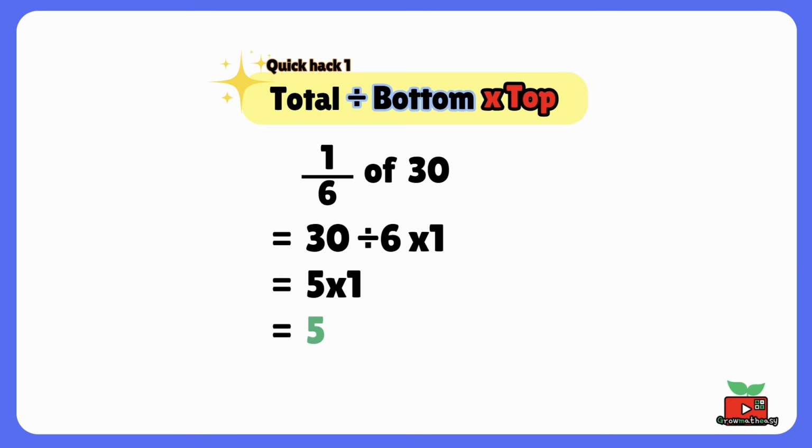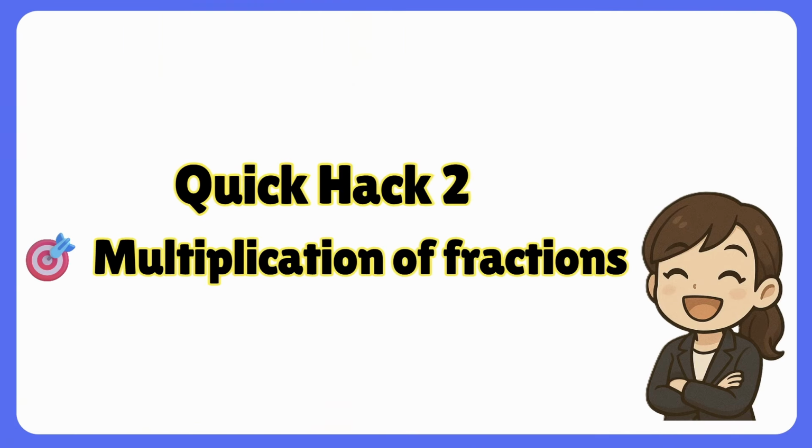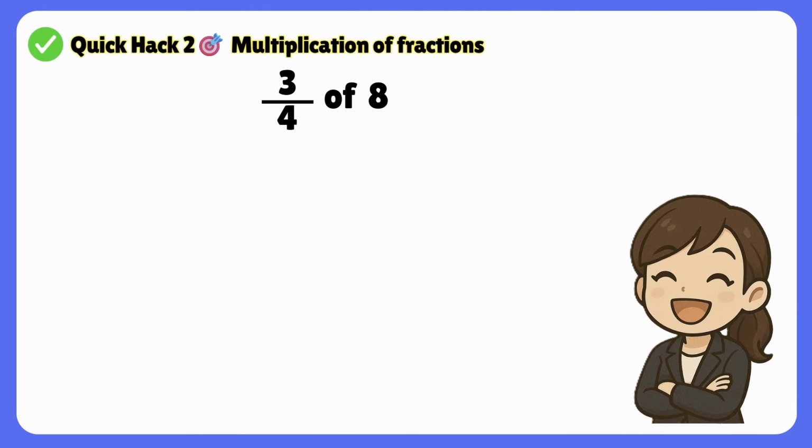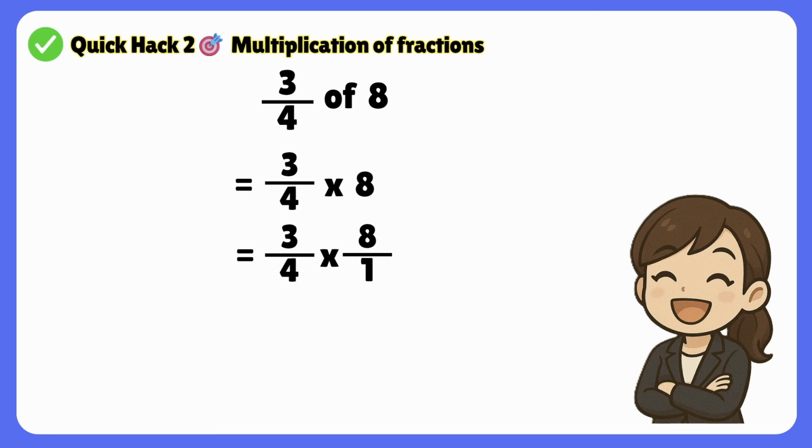Now let's explore quick hack 2. It's the multiplications of fractions method. Here's how it works. To find the fractions of a number, you simply multiply the total number by the fraction. We can write 3/4 of 8 as 3/4 times 8. We change 8 into 8/1 to make multiplying fractions easier.